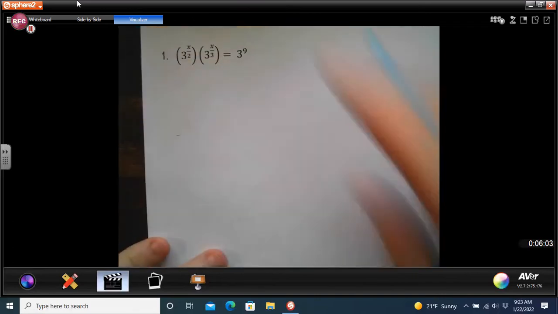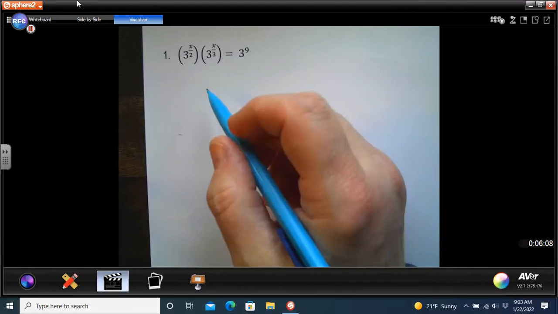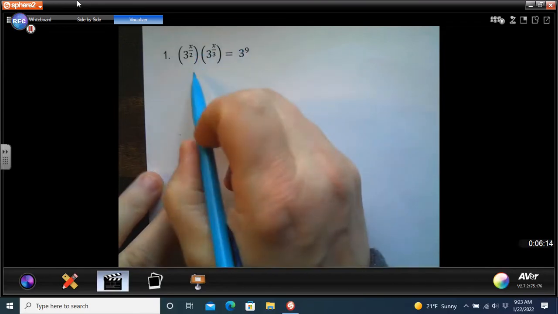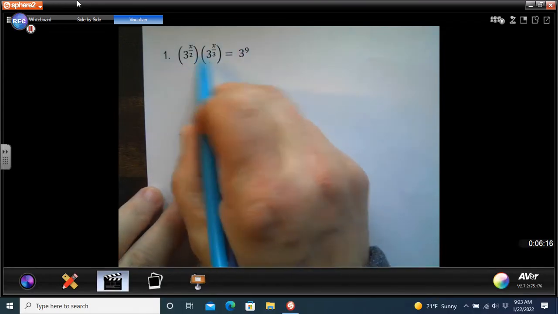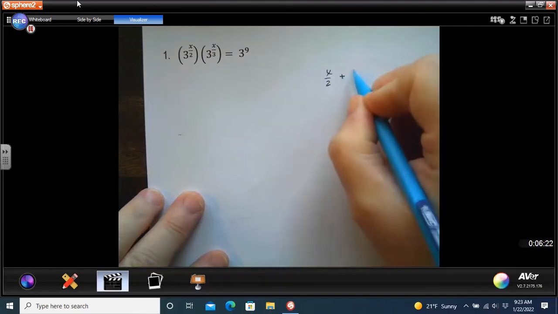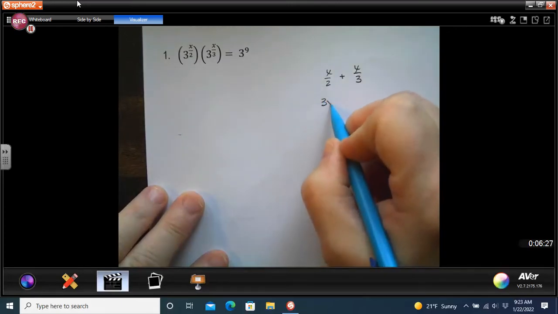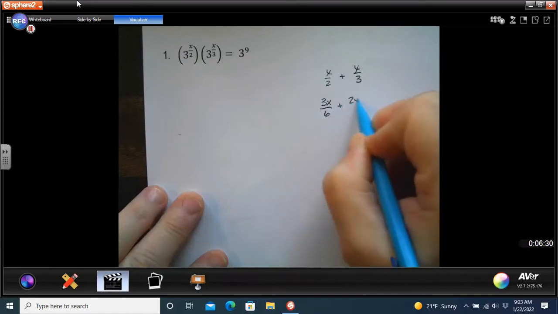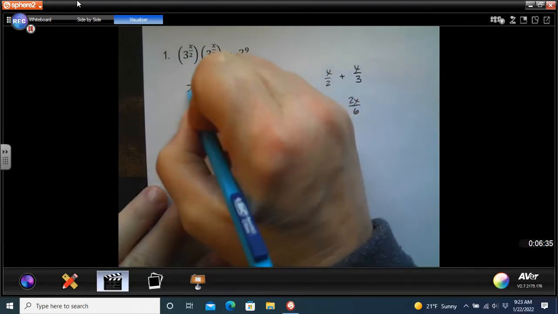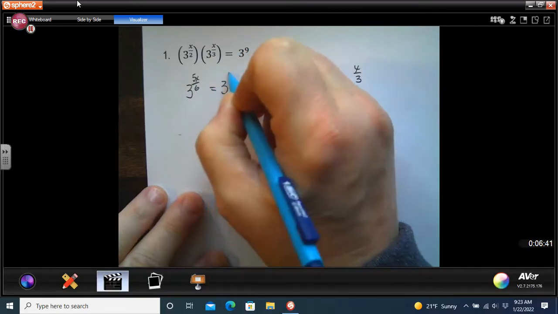So to solve these equations, we match the base, which is already done. On this side, I have the same base, so I can add those exponents. Going off to the side here, x over 2 plus x over 3, common denominator would be 6. So that would be 3x over 6 plus 2x over 6, which is 5x over 6. So this is 3 to the 5x over 6 equals 3 to the 9th.